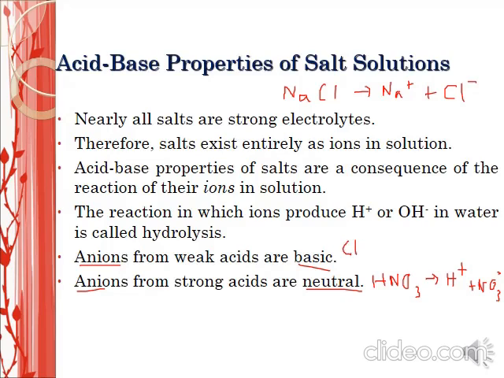Anions from weak acids are basic. For example, let's say acetic acid, CH3COOH. It ionizes to give you CH3COO minus plus H plus. So this anion here, CH3COO minus, is basic. Anion from strong acid, here NO3 minus, is neutral.